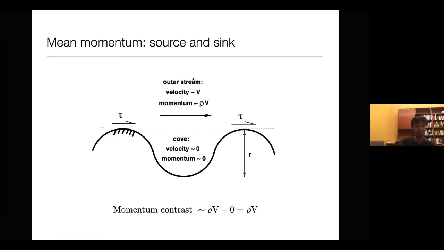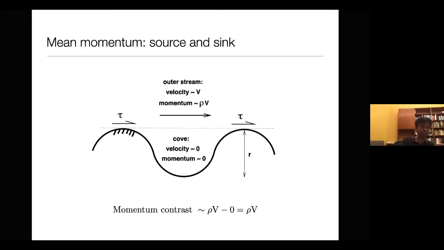Mass conservation then tells us that if it's a single velocity that's moving from left to right, the velocity has to be equal to the mean velocity of the flow. And here, the mean velocity is 0. So I am basically binarizing the mean velocity of the flow. In the cove, the mean velocity is 0, therefore the momentum is 0.